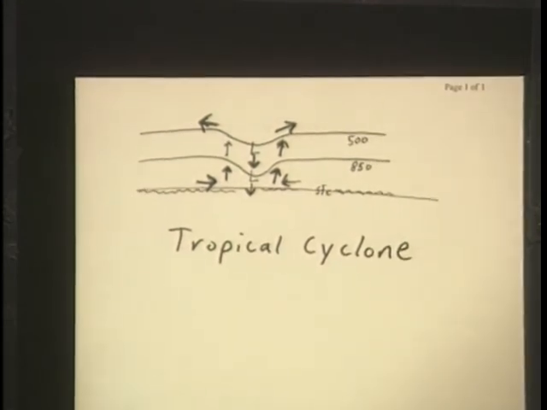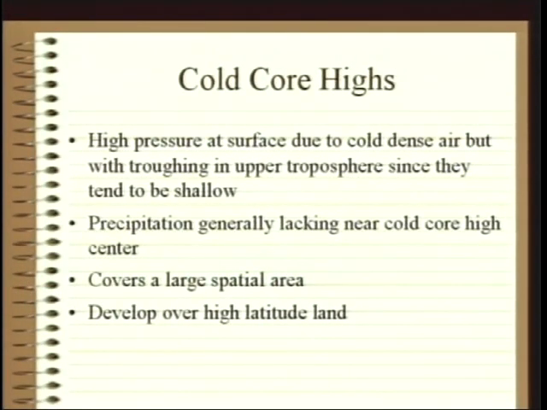Next, we'll look at cold core highs. Cold core high, high pressure at the surface due to cold, dense air, but with troughing in the upper troposphere since they tend to be shallow. Precipitation is generally lacking near the cold core high center. It usually has fairly low dew points and cold air.